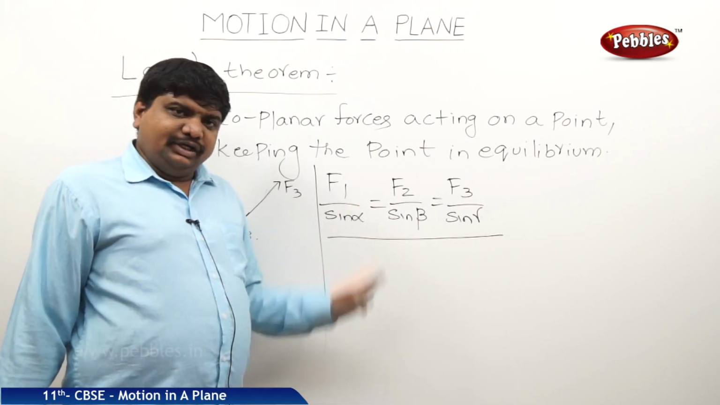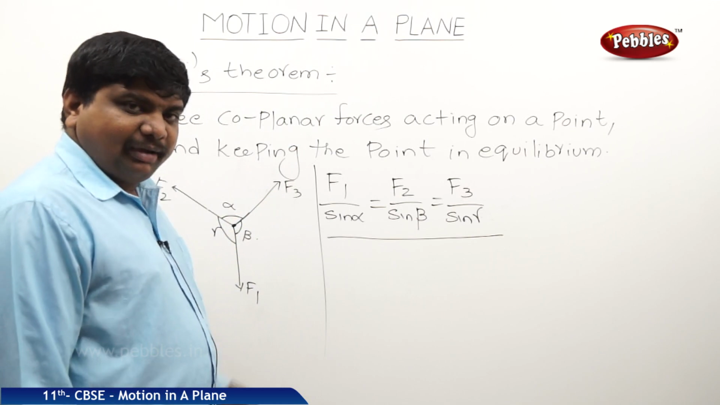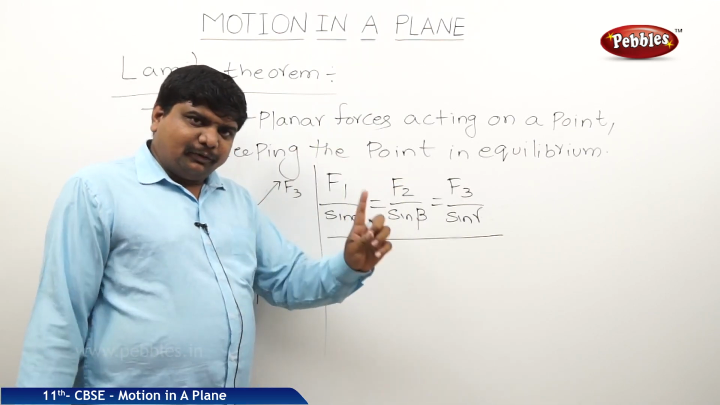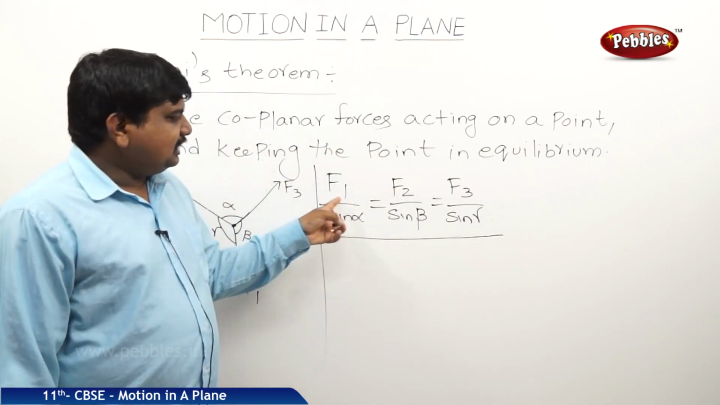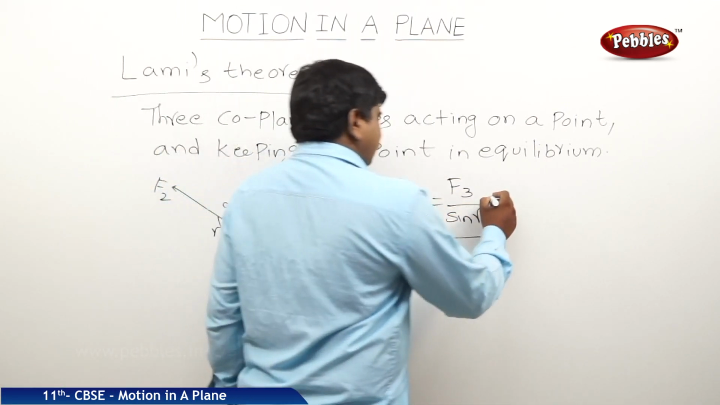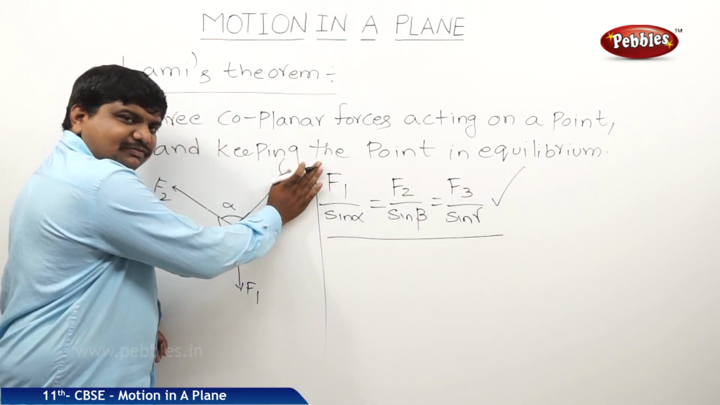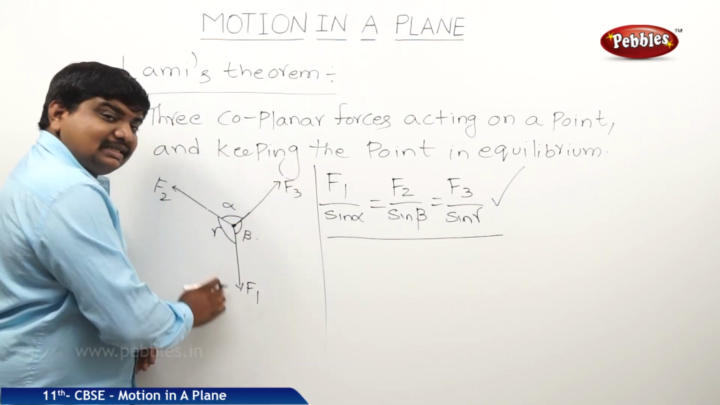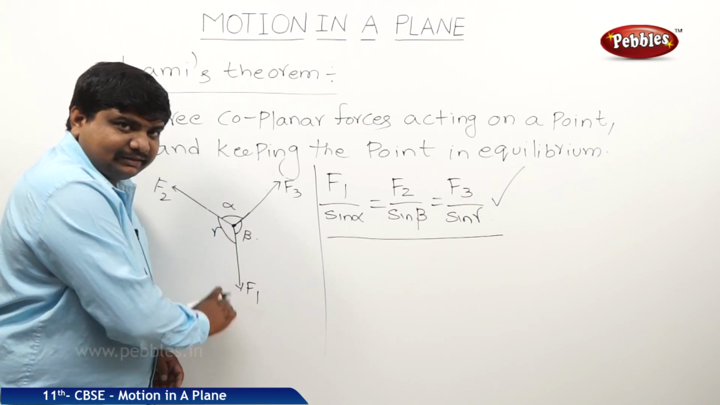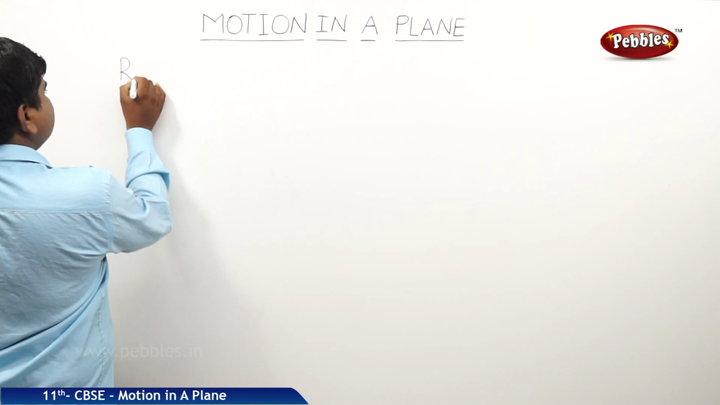So what is the use of this theorem? If three forces may be or may not be in the equal magnitude, if they are acting on a point to keep it in equilibrium, then the ratio of the forces and angle between the forces we can find out by using this theorem. So we are keeping one force fixed and we are observing the opposite one as a plane. The next concept is relative velocity.